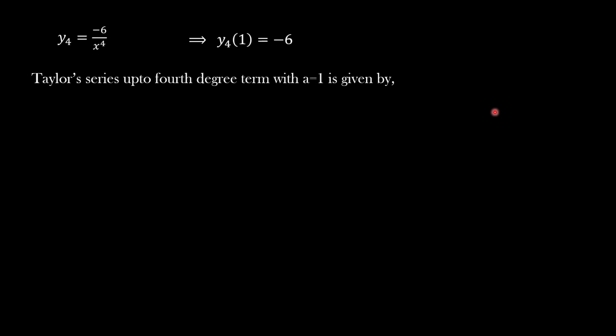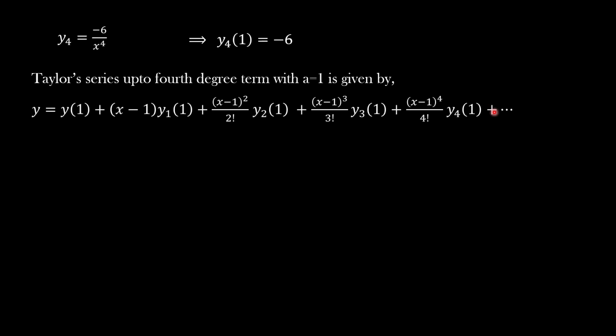y4 is derivative of 2 by x cube, which is minus 6 by x to the power 4. Therefore y4 of 1 is minus 6. Since Taylor series up to the 4th degree term with a is equal to 1 is y is equal to y of 1 plus (x minus 1) into y1 of 1 plus (x minus 1) whole square by 2 factorial into y2 of 1 plus (x minus 1) whole cube by 3 factorial into y3 of 1, and so on.